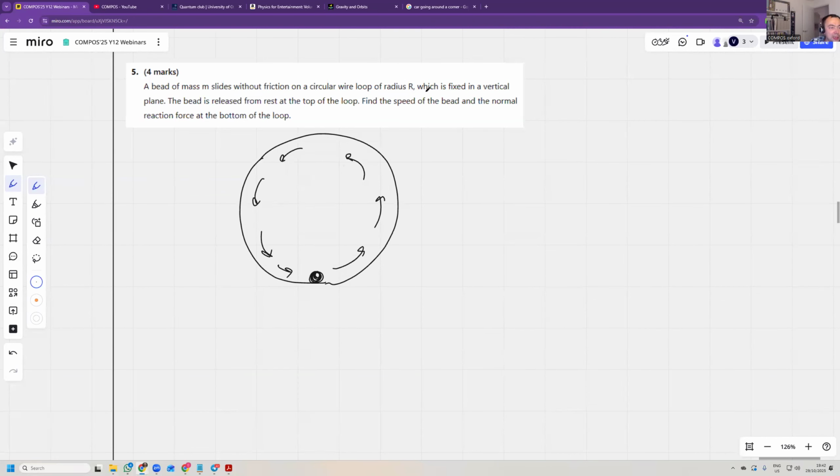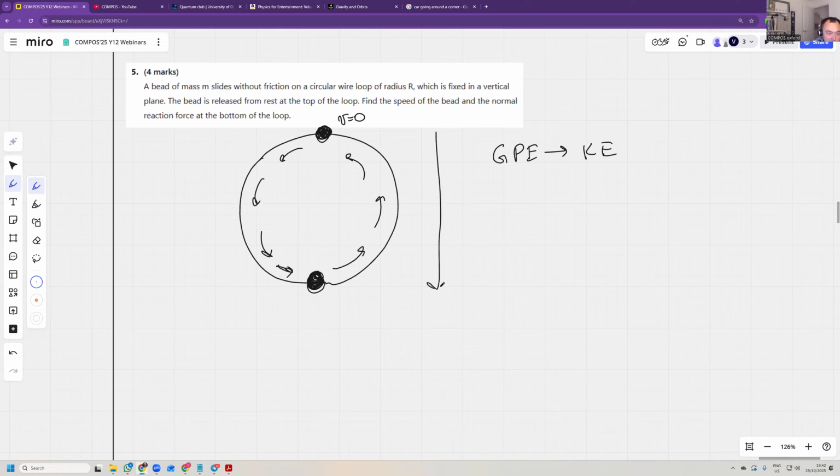Now, the bead is released from rest at the top of the wire loop. So a bead is on the wire, and it's released from rest. So it's released from here with zero speed. And as it falls, it accelerates, because gravitational potential energy gets converted to kinetic energy.